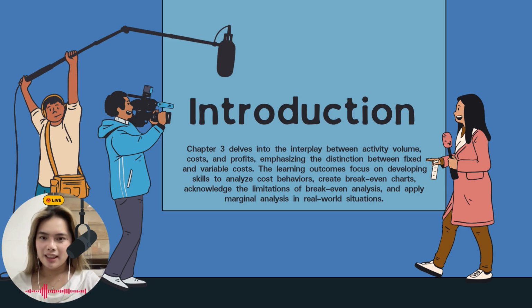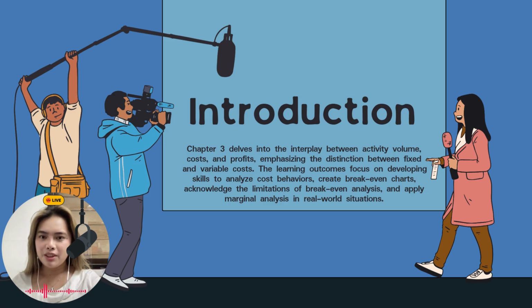Chapter 3 focuses on the relationship between the volume of activity, costs, and profits. It emphasizes the importance of distinguishing between fixed costs, which remain constant regardless of activity level, and variable costs, which change in direct proportion to activity. Understanding these relationships helps in making short-term decisions and assessing business risk.